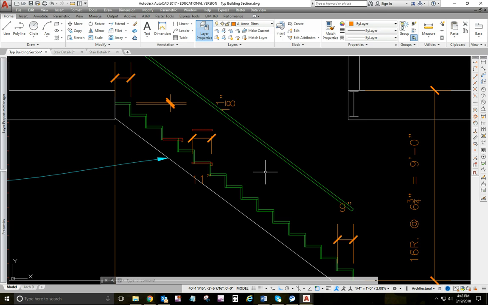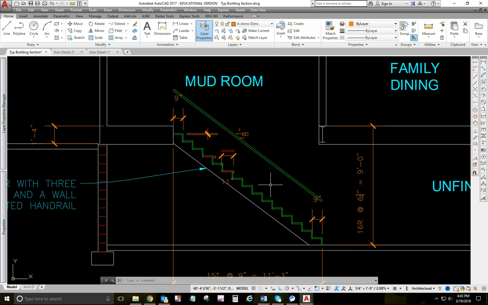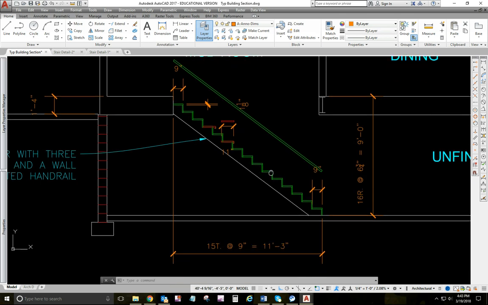To calculate the total run of my stairs, it'd be 15 treads times my tread depth, which in this example, for some reason, the book directed a tread depth of 9 inches. So I'm just rolling with it as far as the video goes in the example. My total run is 15 treads times 9 inches, which gives me 11 foot 3 inches, which you can see right here.